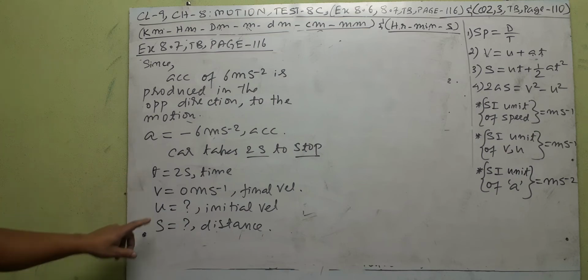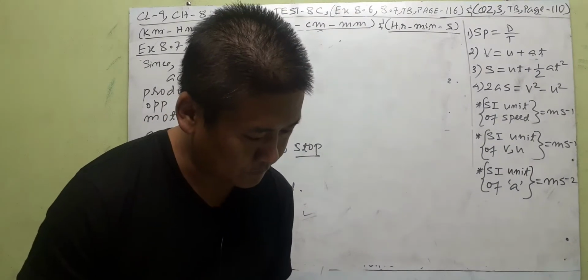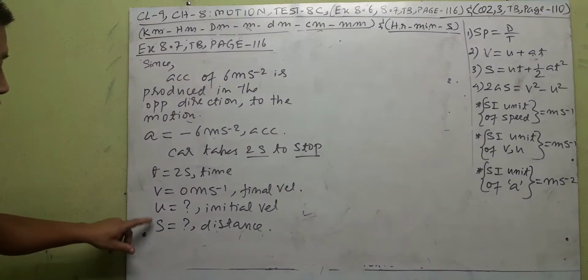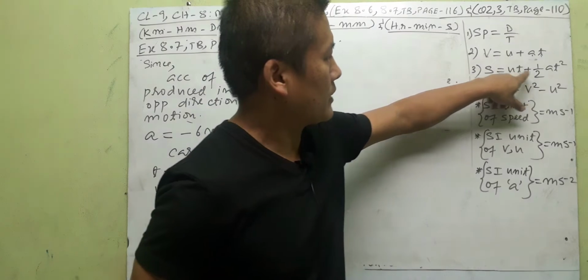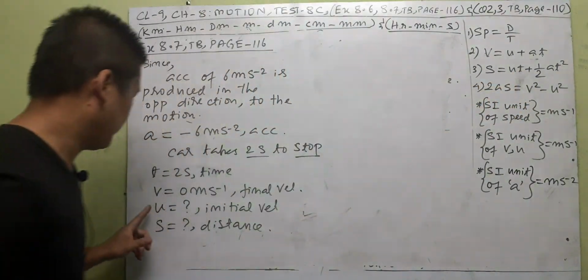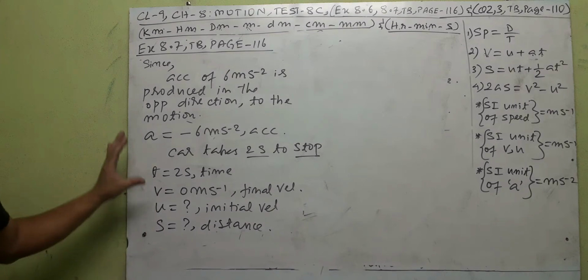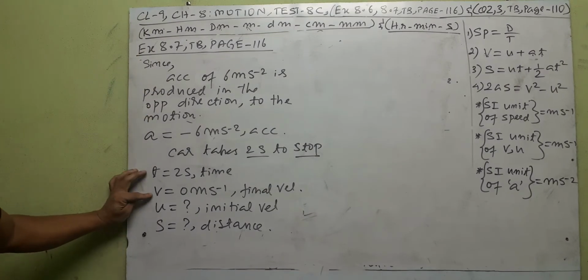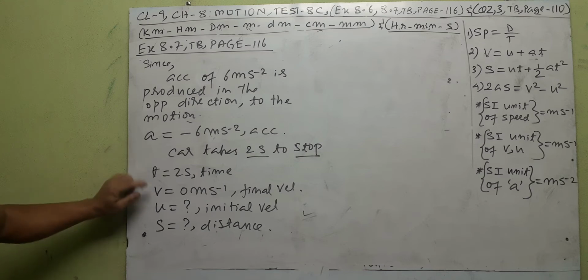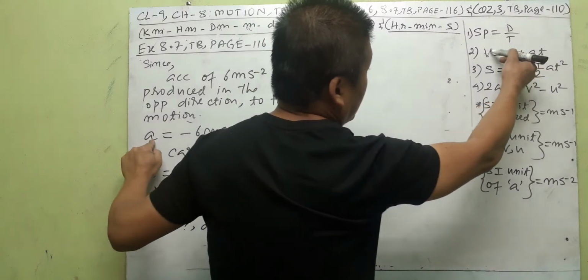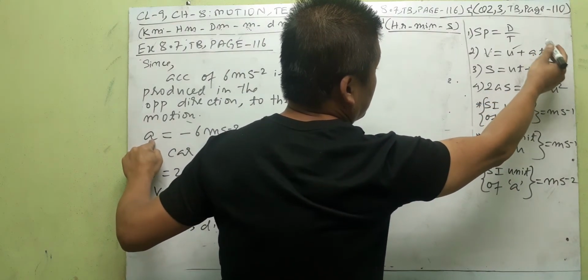We have to use this formula most probably, ut plus half at squared. Our problem is we don't know u, so let us try to find out u. This question is slightly different from the first three, but it's quite okay. So how do you get u? v, t, a is there. So v, t, a is there means we can use this formula to find u.